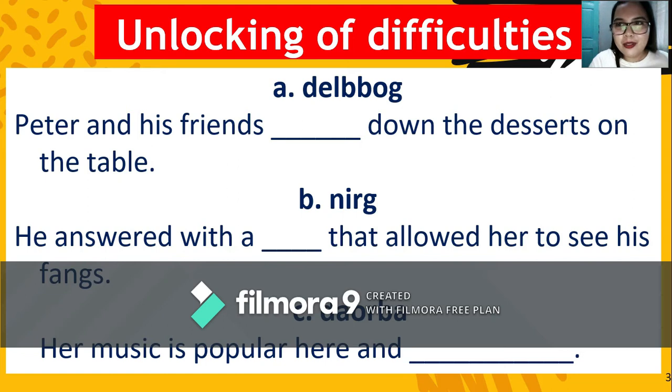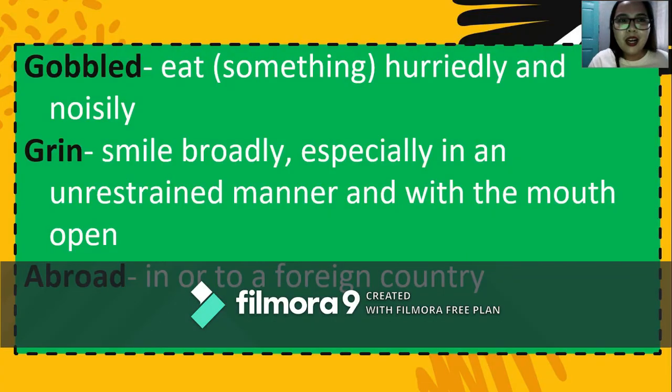Very good. So now that you're done, let us see if you got the correct answer. Can you hear the birds humming in my background? That is the usual setup that we're going to have. So the answers are the following. Number one, gobbled. Number two is green. And number three is abroad.